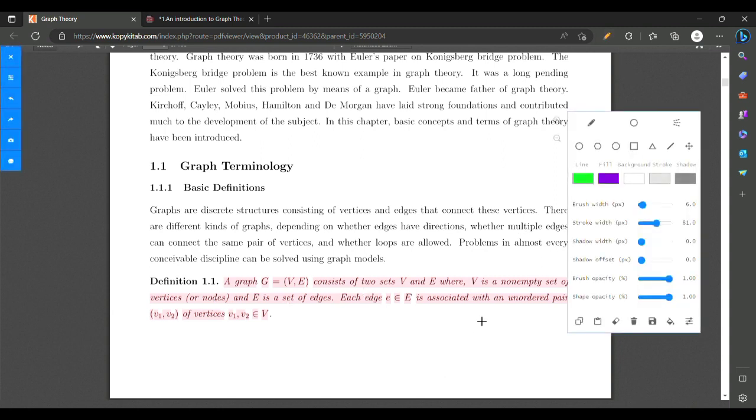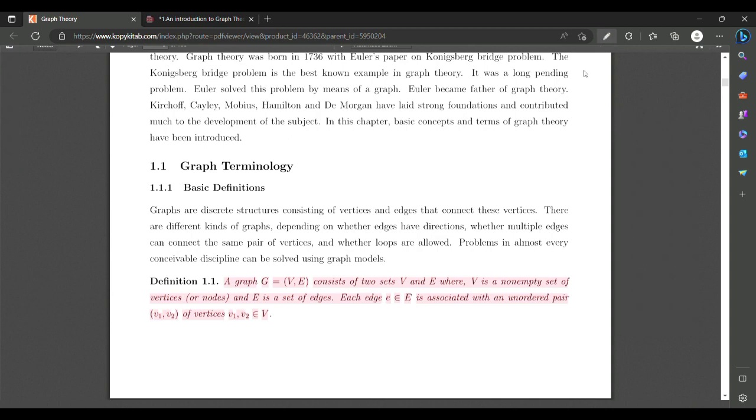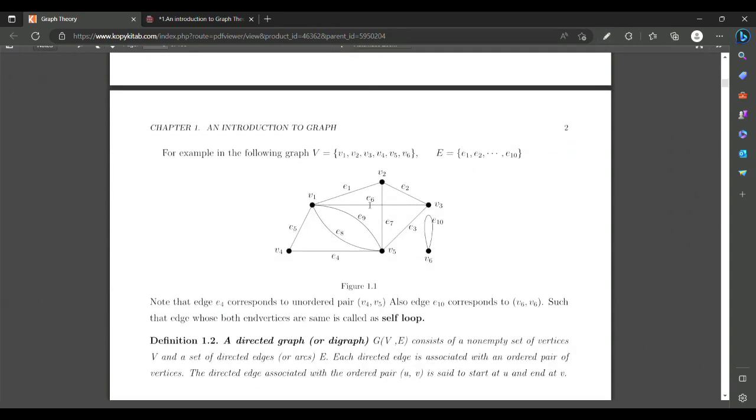Let us assume these are vertices and these are edges. Let us name them V1, V2 and V3 as the vertices and E1, E2 as the edges. Here another example is given where V1, V2, V3, V4, V5 and V6 are vertices and E1 to E10 are edges.